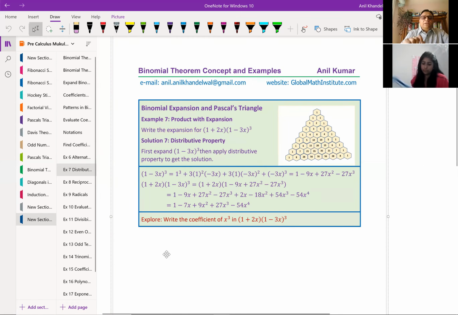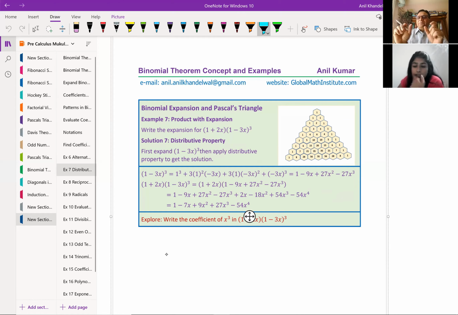Another question here is question number 7, where we need to find the product with expansion. Sometimes they don't give the same terms. There are two different binomials, as you have in this particular case: we need to multiply 1 plus 2x with 1 minus 3x whole cube. So you have to expand it.